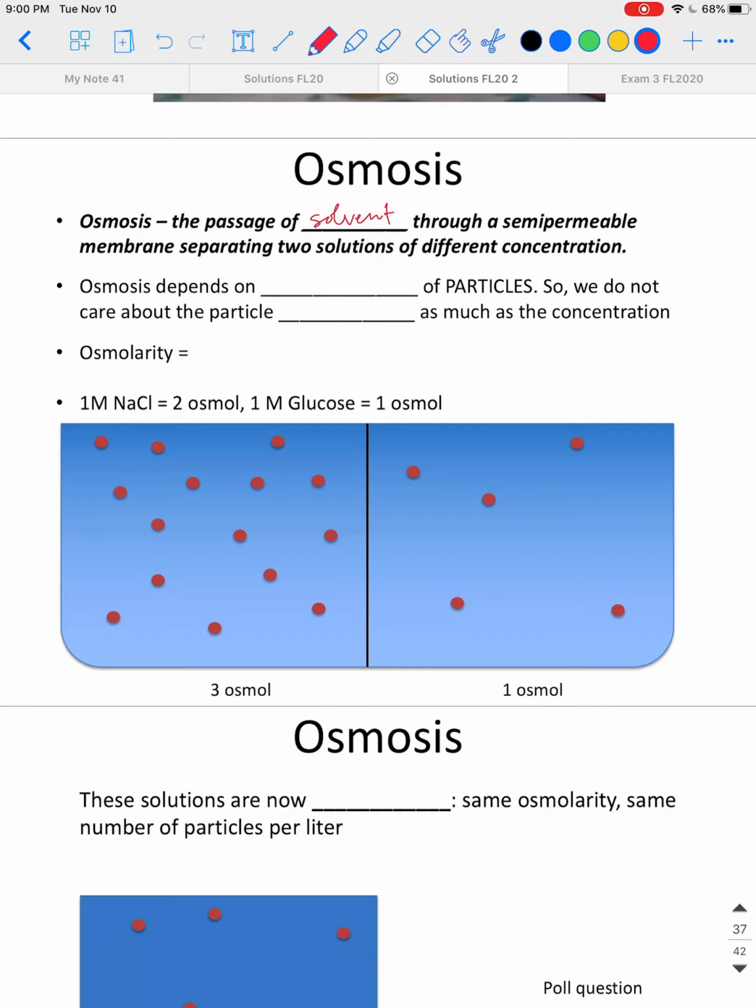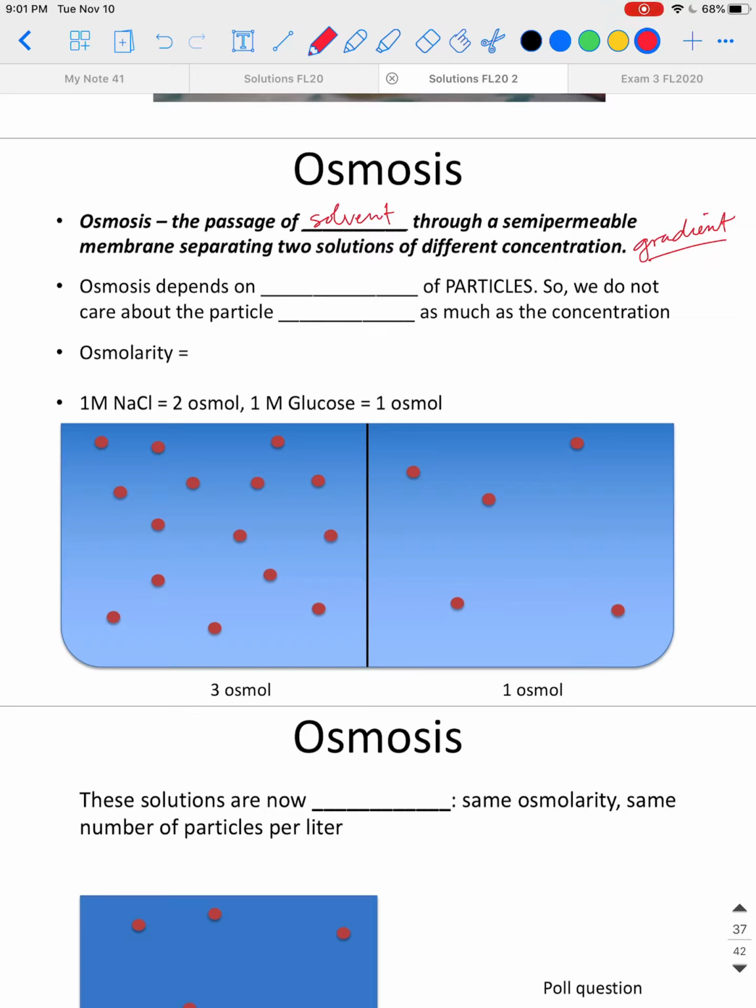Semi-permeable, meaning stuff can pass through it. Maybe large things can't, but small things can. Definitely solvent size molecules can pass through. And the whole point here is that you have different concentrations, which means you have a gradient. When you have different concentrations on either side of a membrane, you have a gradient.